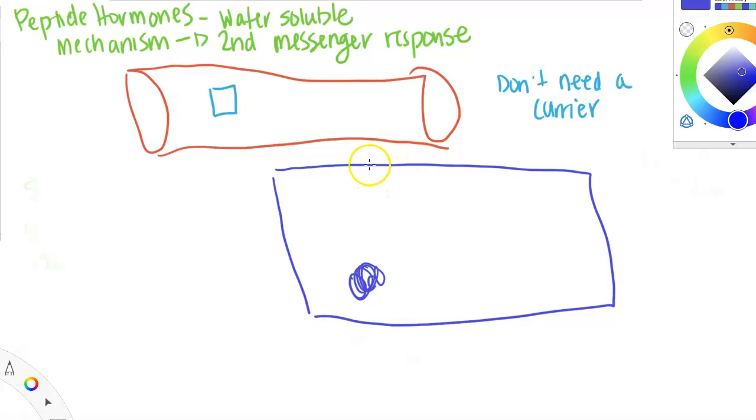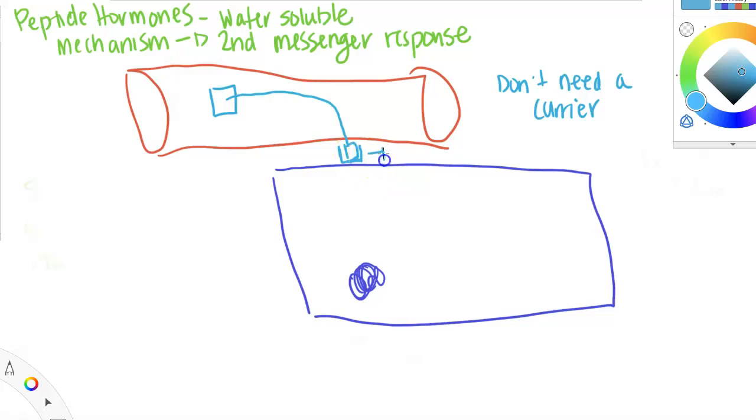So, of course, because this is a water-soluble peptide hormone, the receptor is going to be on the outside on the plasma membrane. This is a water-soluble chemical. It cannot go through the plasma membrane, okay, because it's hydrophilic. So it will come out and bind into the receptor of a cell that has that receptor. And it will start a second messenger cascade.